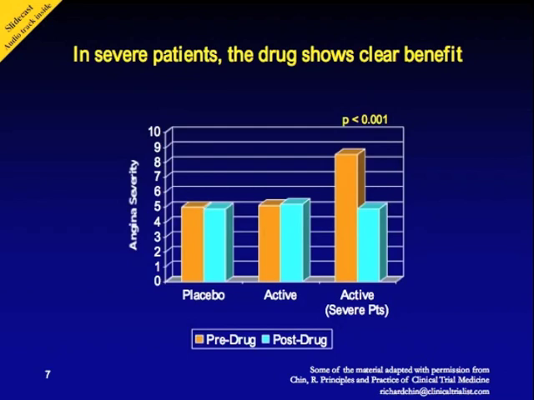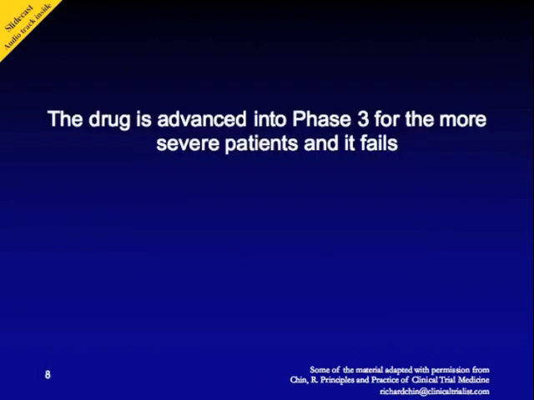And lo and behold, if you look at only the patients who had severe disease, then you have a p of less than 0.001. Very clear pre and post difference. So you get very excited and you advance the drug into phase 3, and it fails. Now, why did it fail?